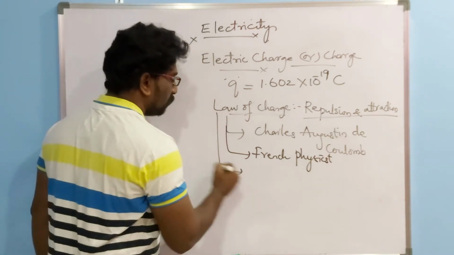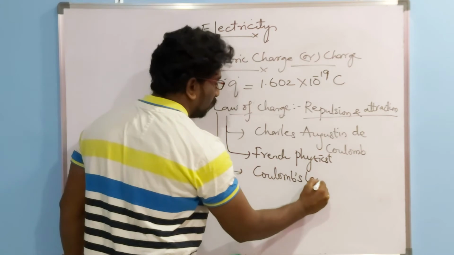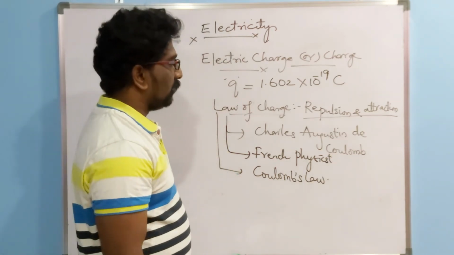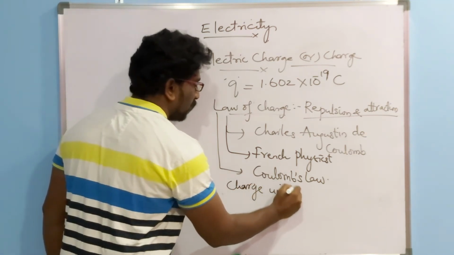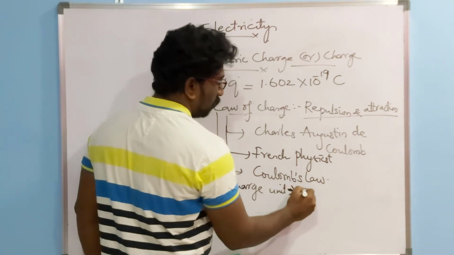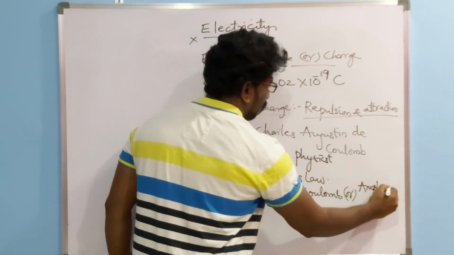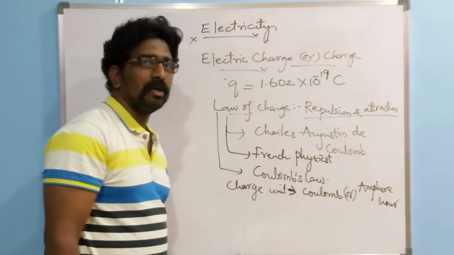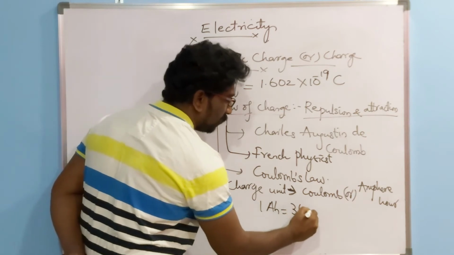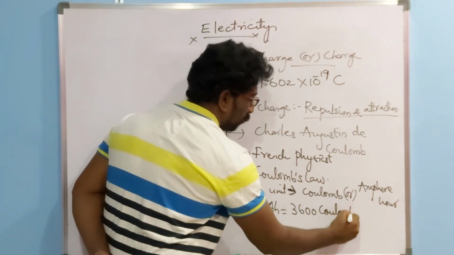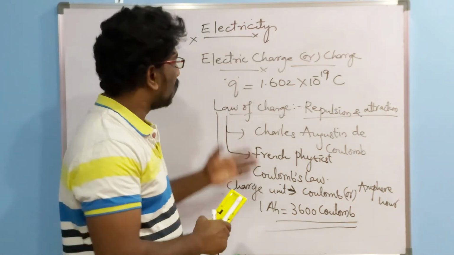And this law of charges is also called Coulomb's law. Then what is the SI unit of charge? The SI unit of charge is Coulomb. It is also called ampere hour. 1 ampere hour is equal to 3600 coulomb. So this is regarding the law of charges.